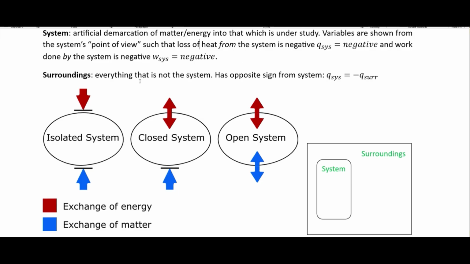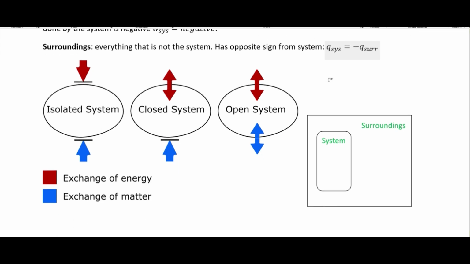Then the surroundings is pretty much just everything else that is not in the system. If the system is losing energy, then it will have a negative sign, and so the energy has to get lost into the surroundings, and so the surroundings must be gaining the heat. So it's going to have the opposite sign: if the system is losing heat, it's negative. That means the surroundings are gaining heat, so it's positive.